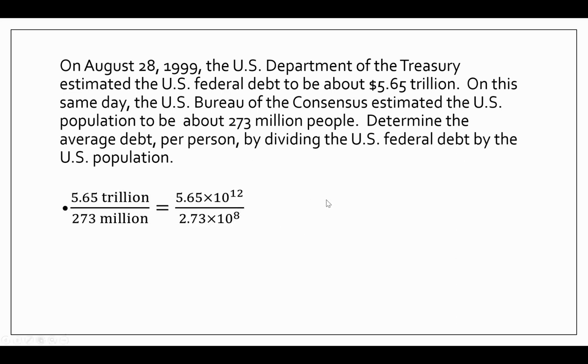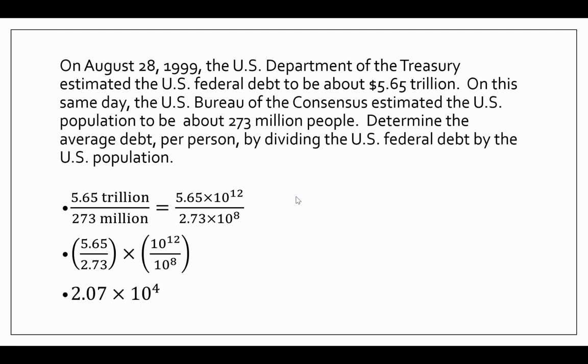So if we have 5.65 trillion over 273 million, we can write that out as 5.65 times 10 to the 12 over 2.73 times 10 to the 8. We then use our skills. 5.65 divided by 2.73 times 10 to the 12 divided by 10 to the 8. We're going to get 2.07 times 10 to the 4. That is about $20,700 per person. That is a lot of money. And like I said, I bet you today it's probably a little higher.